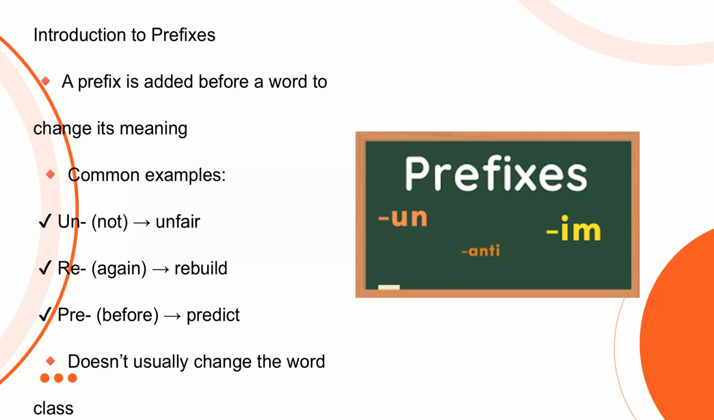Introduction to prefixes. Let's look at how prefixes work. A prefix is added before a word to modify its meaning. For example, un means not, re means again, and pre means before. Unfair means not fair, rebuild means build again. Prefixes usually do not change the word class.